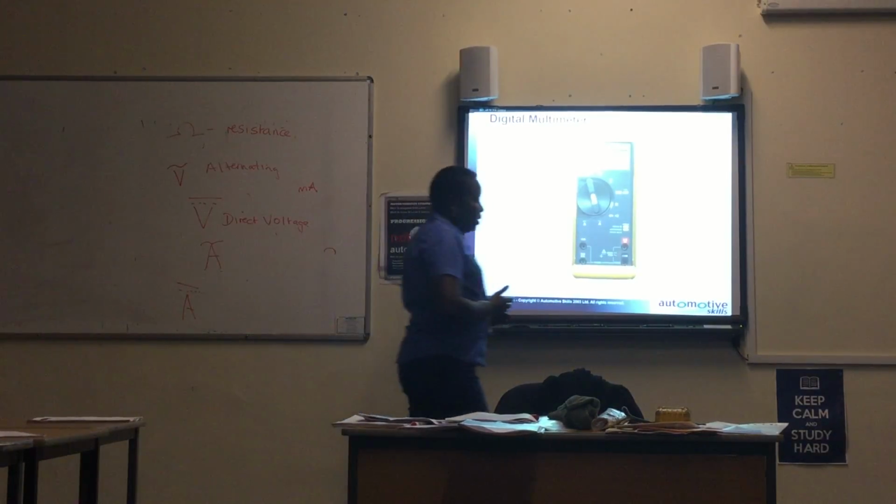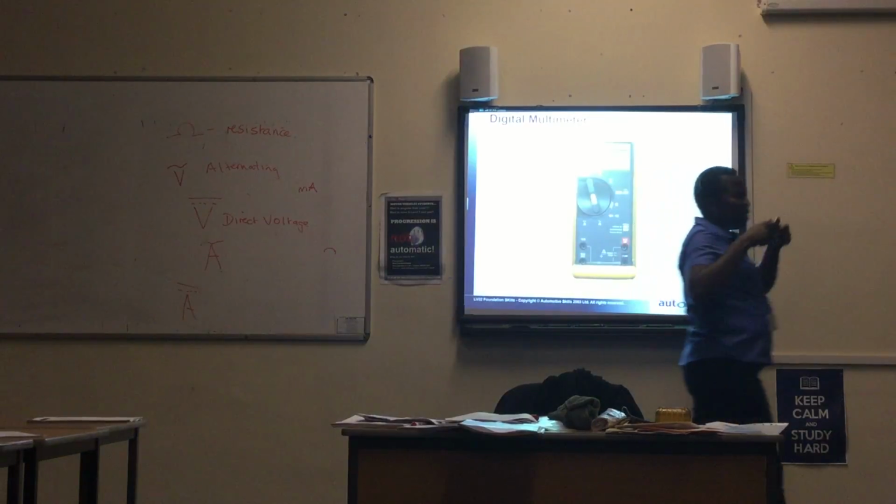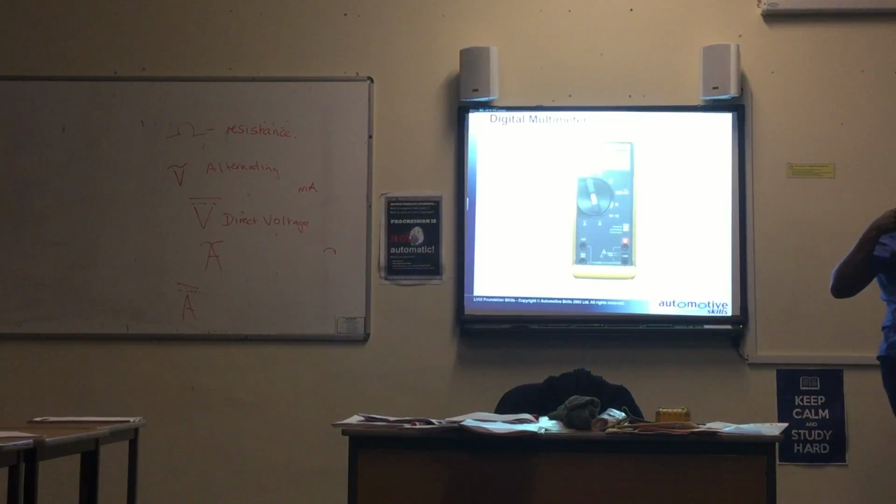Right. The next thing we are going to look at, let's suppose we want to measure resistance. How do we do it? We want to measure current, how do we do it? We want to measure voltage, simple for simple circuits, how do we do it, and so on. That is what I was explaining. The volts, alternating, direct, ohms, alternating current, and direct, then millivolts, direct.